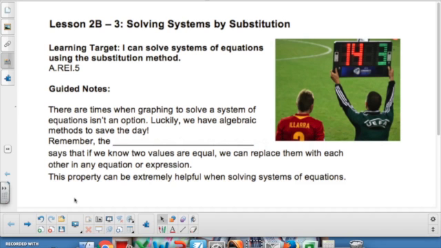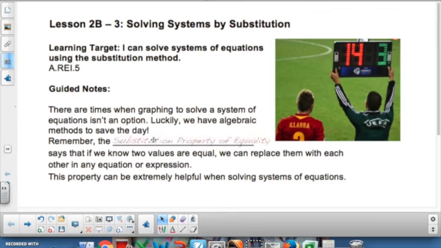So the first thing to remember is the substitution property of equality, which says that if we know two values are equal, we can replace them with each other in any equation or expression. This is going to be the main thing we need to use here, and we're already used to using it. We used it all the time back when we were evaluating expressions before we started solving equations.